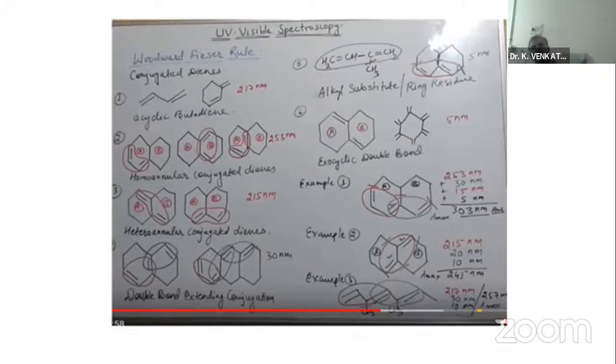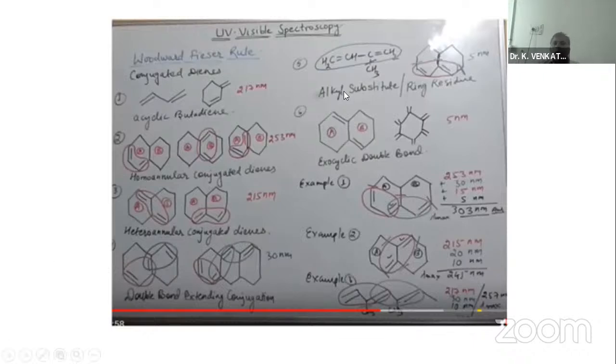In case two double bonds are present, 2 into 30, that is 60 nanometers. So one double bond more than 1,3 butadiene adds 30 nanometers. If more than one double bond is present, 2 into 30 is 60. So it is 30 nanometers multiplied by the number of double bonds present.